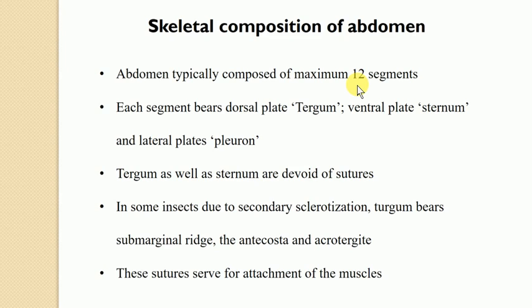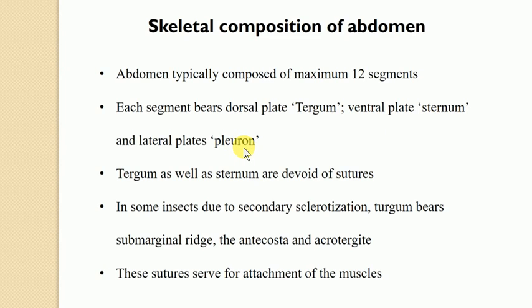Now each segment bears a dorsal plate. This dorsal plate is referred to as the tergum, a terminology we have already discussed when we were learning the thorax. Similarly, the ventral plate of the abdomen is referred to as the sternum, and the lateral plates are known as the pleura or the pleural membranes. So each abdominal segment is also composed of skeletal plates. From the dorsal it is tergum, from the ventral it is sternum, and this tergum and sternum are joined by a pair of lateral plates which are known as the pleurons.